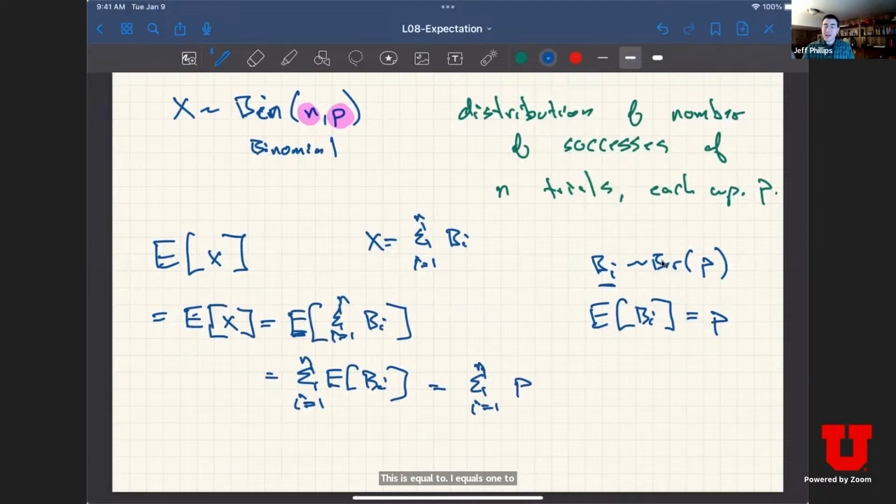And now I'm adding up n terms. Each of them has the value p. This is equal to n times p. Okay, great. So the expectation of X of a binomial random variable is going to be n times p. Okay, and I can get this from linearity of expectation and the expectation of the Bernoulli random variable.